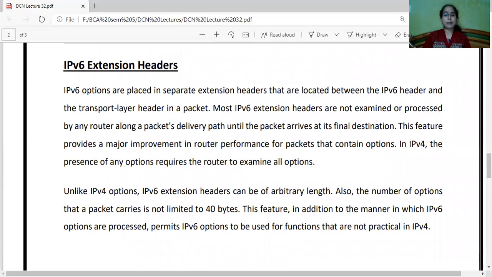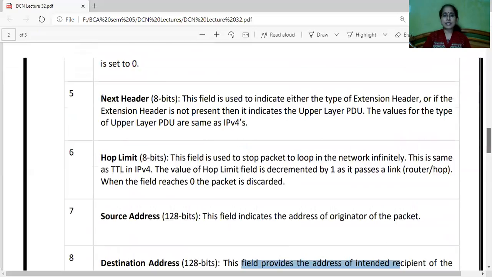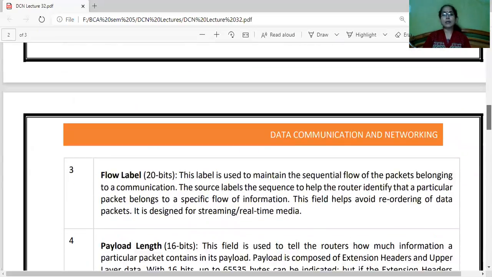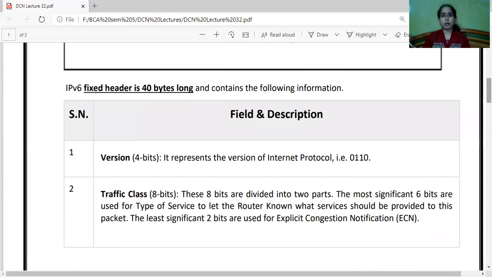Now, talking about the IPv6 extension header, I think for this lecture, this much is enough, because IPv6 का extension header वाला part, I would like to discuss in detail with you all in the coming lecture that would be streamlined live for tomorrow's class.